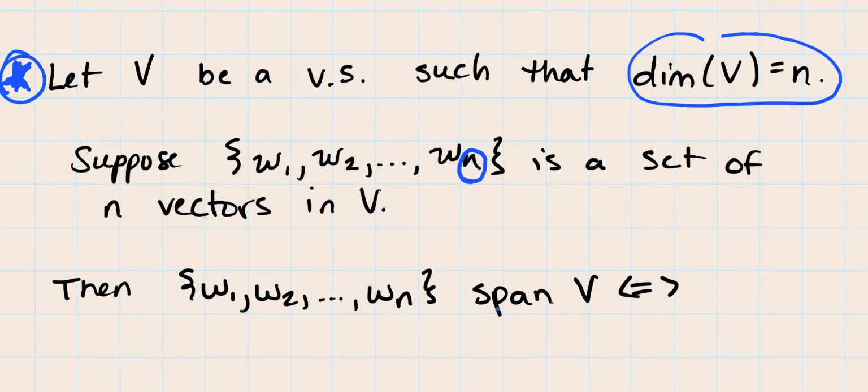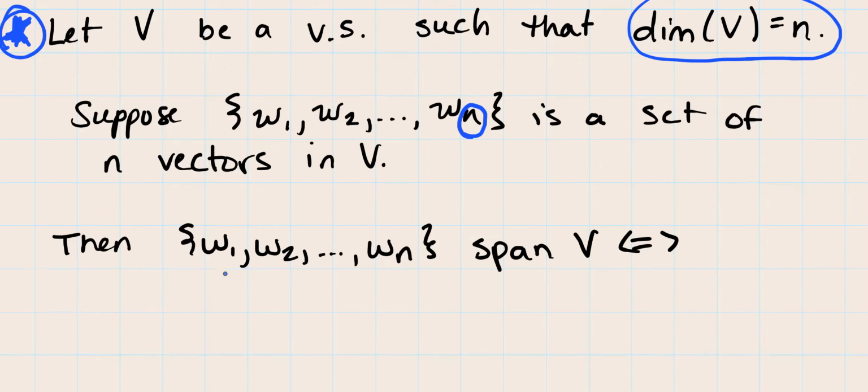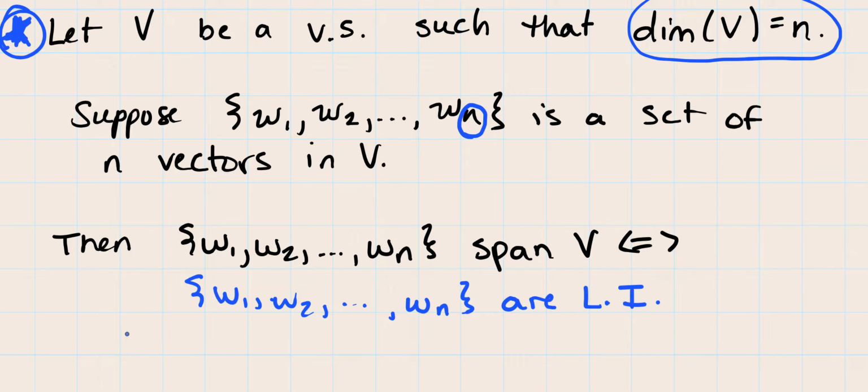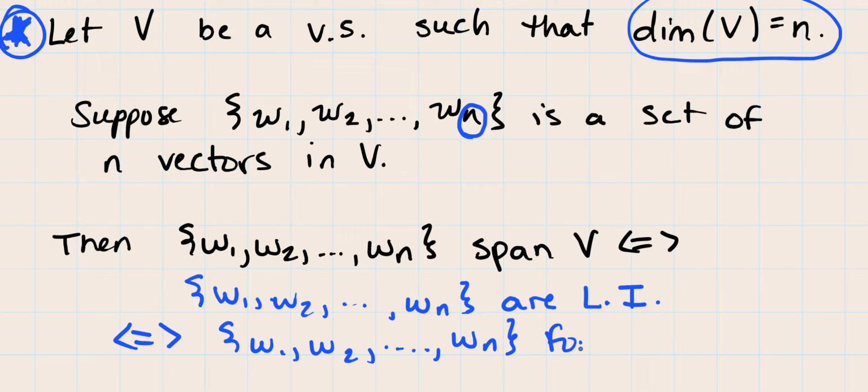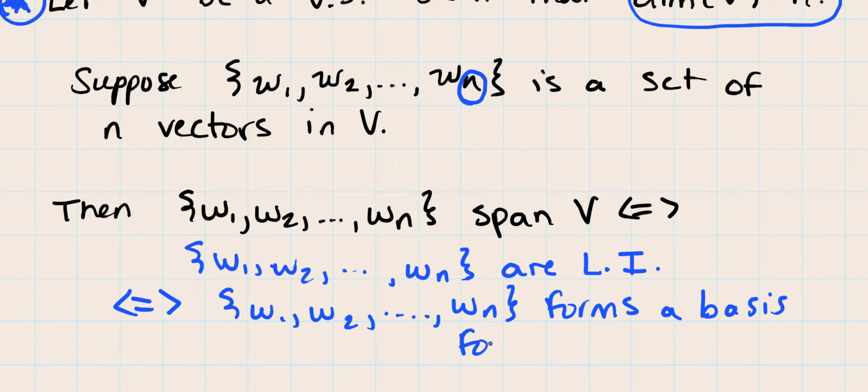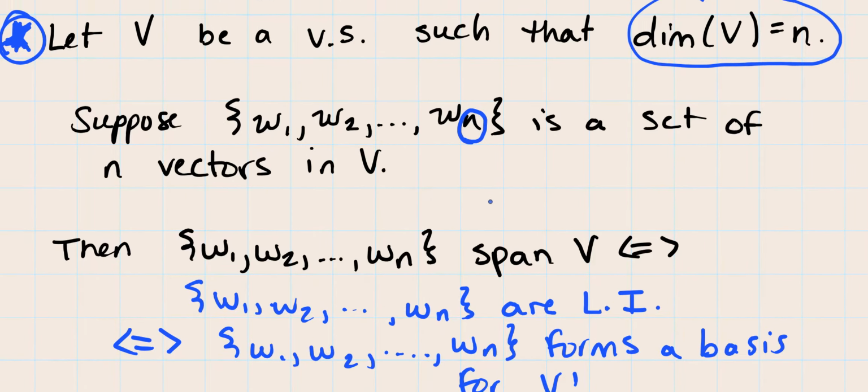Well, these vectors, if they span V, then the vectors are linearly independent. And if they're linearly independent and they span V, then W1 through Wn forms a basis for V. This is really important.